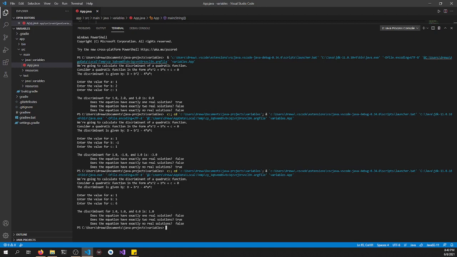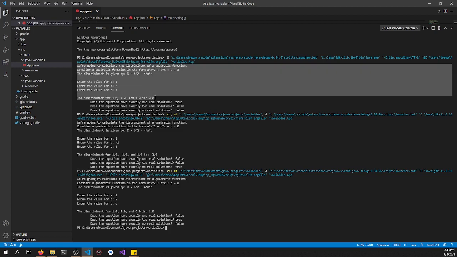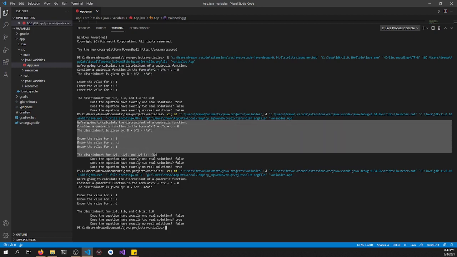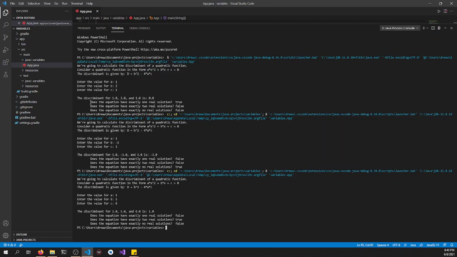So if you're building on from what you saw before, all of this code is the same as what we saw before, so you shouldn't have to change anything in this section. All this does is we're adding 3 lines, one for each of the 3 cases. So remember, it has exactly 1 real solution if the discriminant is 0. It has exactly 2 real solutions when the discriminant is a positive number, and it has exactly no real solutions when the discriminant is a negative number.